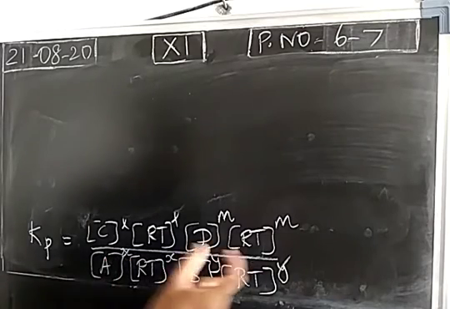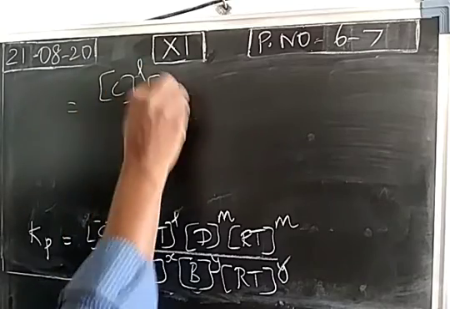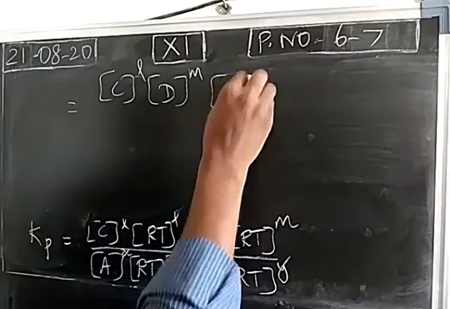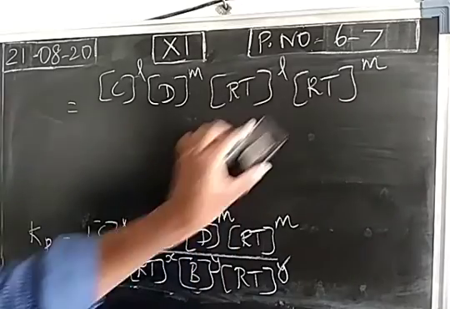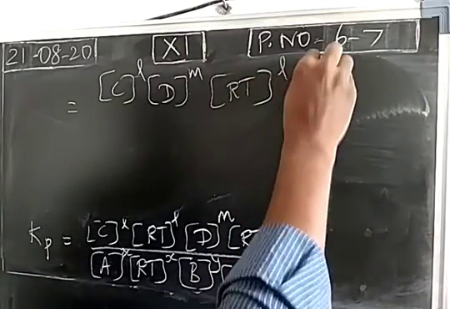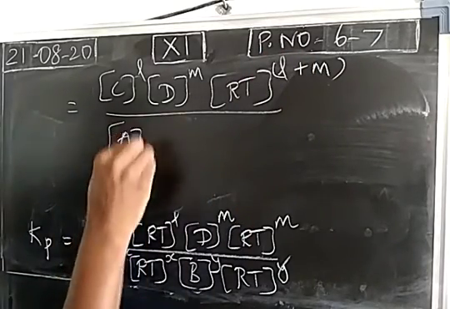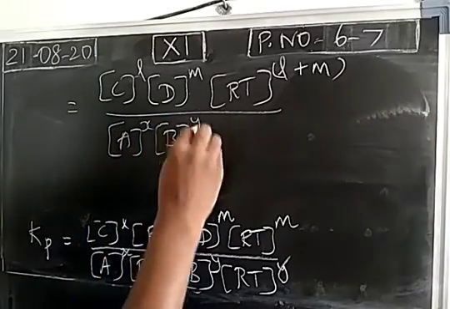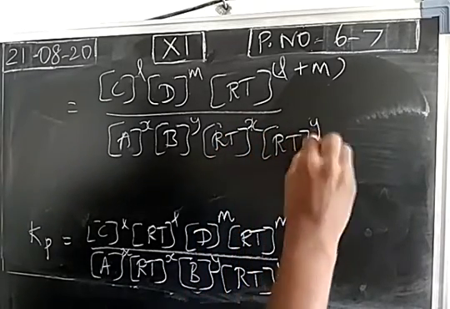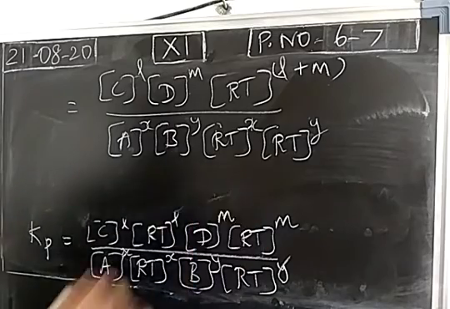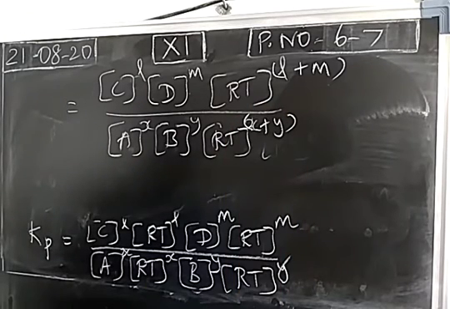Next, which is common? The RT is common. So C power L, D power M, RT power L and RT power M. So this can be written as RT power L plus M, divided by active mass of reactants A and B, RT power X, RT power Y. This can be written as RT power X plus Y.